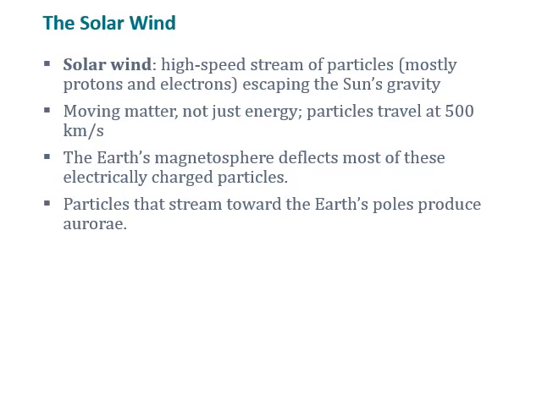The solar wind is a high-speed stream of particles, mostly protons and electrons, that escape from the Sun's gravity. Moving matter, not just energy, these particles travel at 500 kilometers per second. The Earth's magnetosphere deflects most of these electrically charged particles, although particles that stream down towards the surface at Earth's poles produce the aurorae.